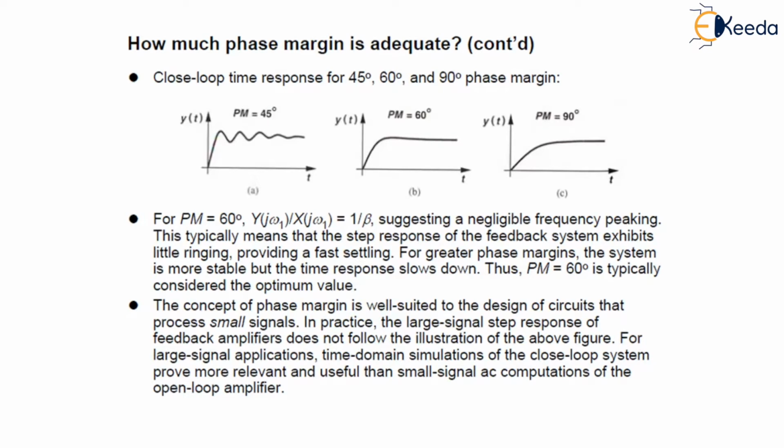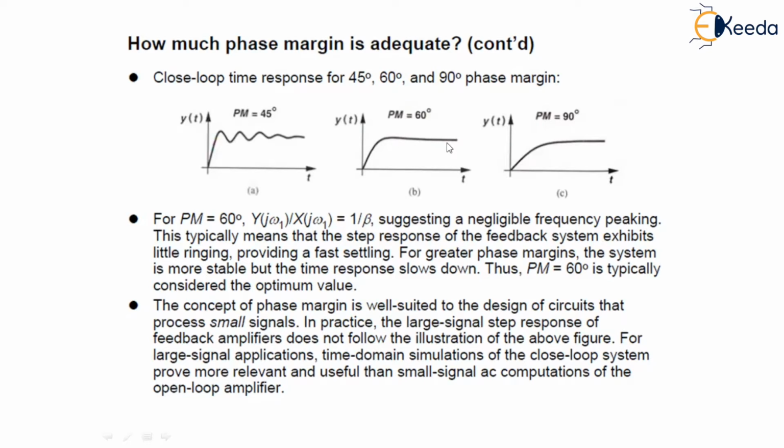We observe that for a phase margin of 60 degrees, the closed loop gain will become 1 by beta, which has a negligible frequency peaking. This typically means that the step response of the feedback system exhibits very little ringing, providing very fast settling time. And for greater phase margin, the system is more stable, but the time response slows down. So a phase margin of 60 degrees is typically considered the optimum value.